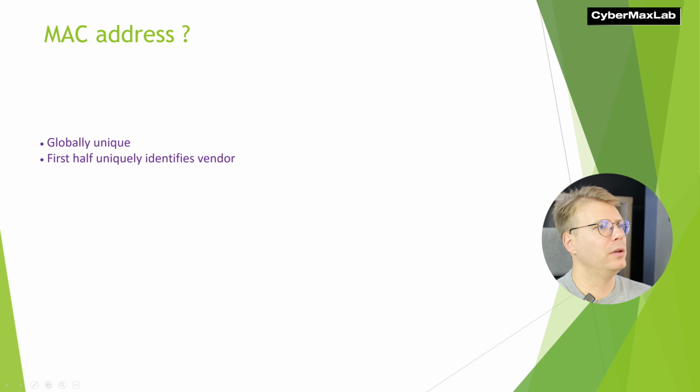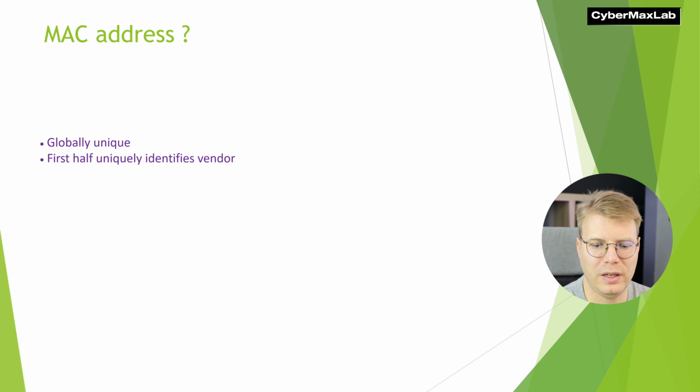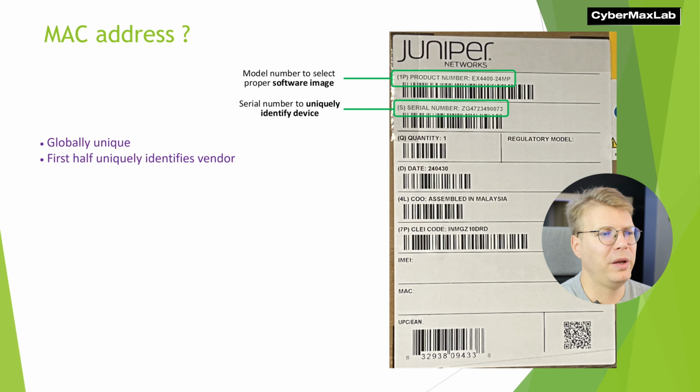Okay, so the first option is MAC address. MAC address is globally unique. Each device can have a unique MAC address. We can use the first half of the MAC address and use a wildcard to determine a vendor. However, it may not be enough because, as we saw, we can have 3 Juniper devices and they are not the same. Also, imagine that you need to deploy a new EX4400 and you have it in the box.